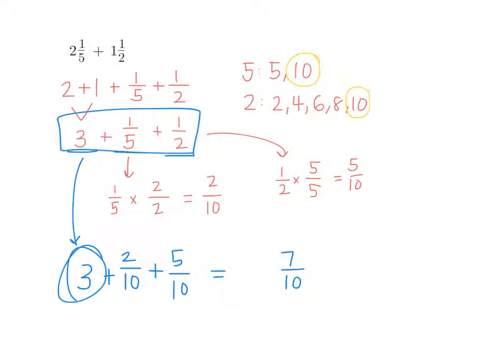Now, if you go back and look at the inequality, we said that our final answer should be in between which two whole numbers? 3 and 4. Is 3 7/10 in between 3 and 4? So we feel good that that's correct.